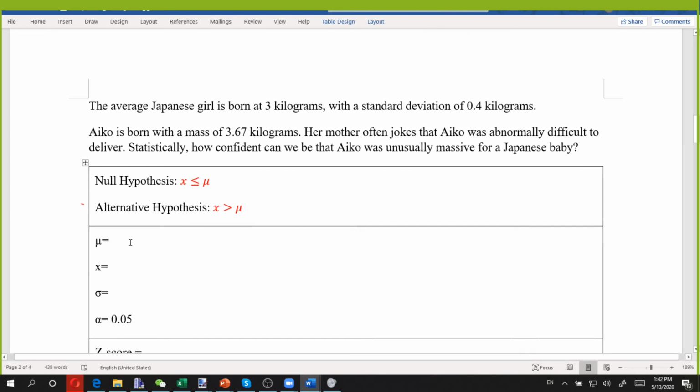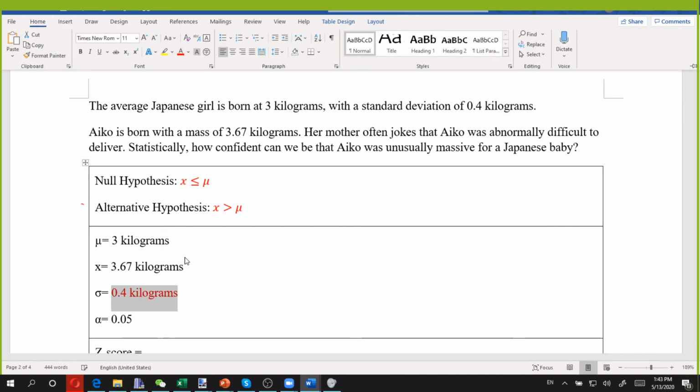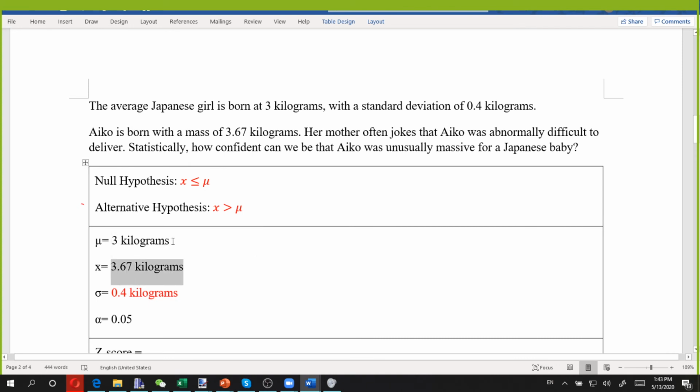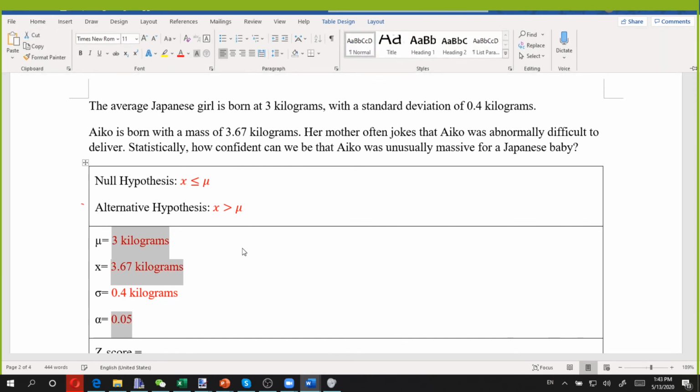Okay, Jana, what is mu, what is x, and what is sigma? Mu is 3 kilograms. Okay, for x, 3.67 kilograms. And for sigma? 0.4 kilograms. Perfect. And then we weren't given a confidence level, so I'm going to assume that our confidence level is 95%, which means we are willing to accept a 5% chance that we are wrong.